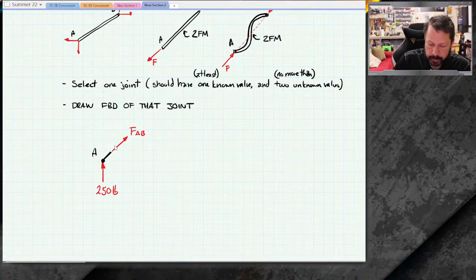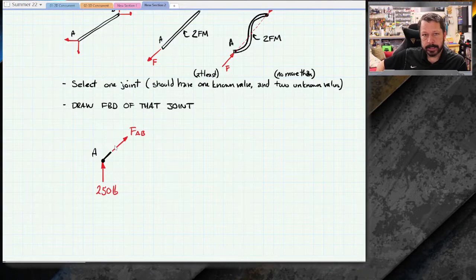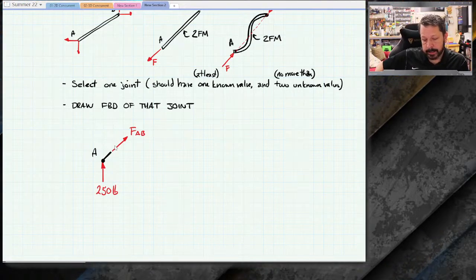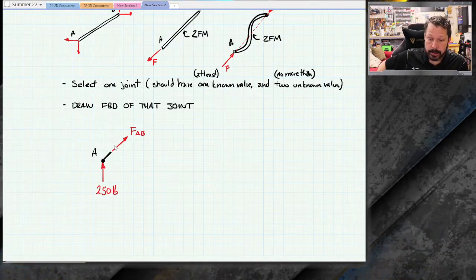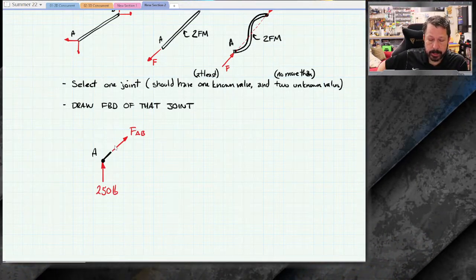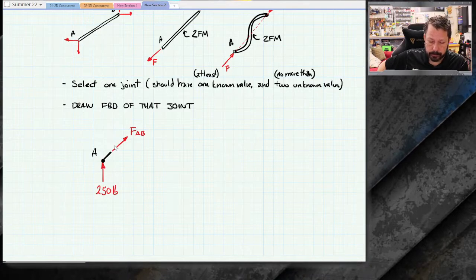I'm going to draw it in tension. And if I solve the equation and it turns out that it should have been in compression, what will happen is I'll solve FAB and it'll come out as a negative number. And I'm okay with that.